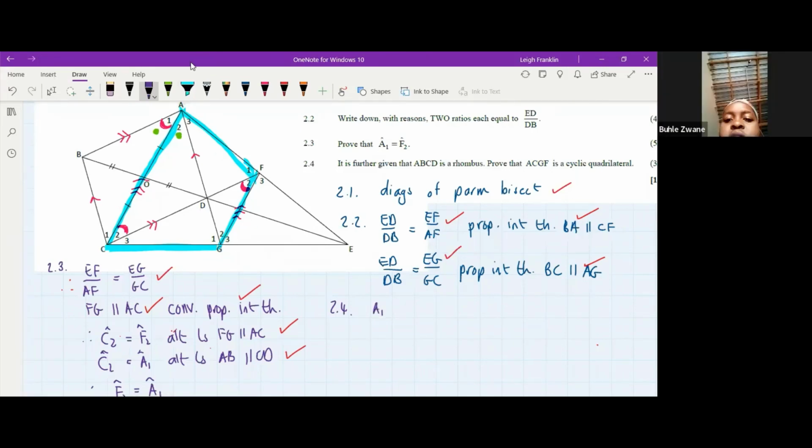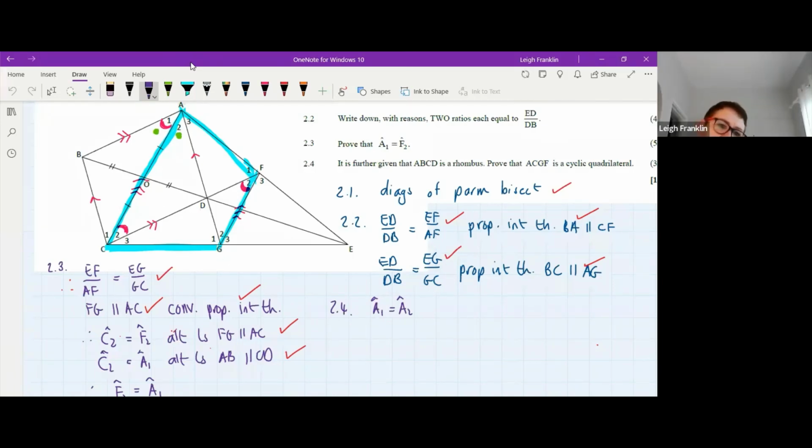Yes, Buhle, what were you going to say? Ma'am, earlier we proved that AF is equal to CG, so can't we use that? Okay, but we didn't. No, because if you want to prove that a quad is cyclic, you can only prove it in 3 ways using those 3 converses. Proving that there is a side that's in proportion doesn't prove that a quad is cyclic. It has to be converse angles in the same segment, converse exterior angle of a cyclic quad, or converse opposite angles of a cyclic quad are supplementary. It can only be one of those 3.